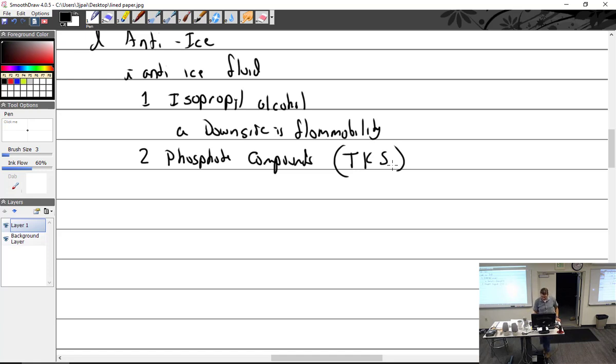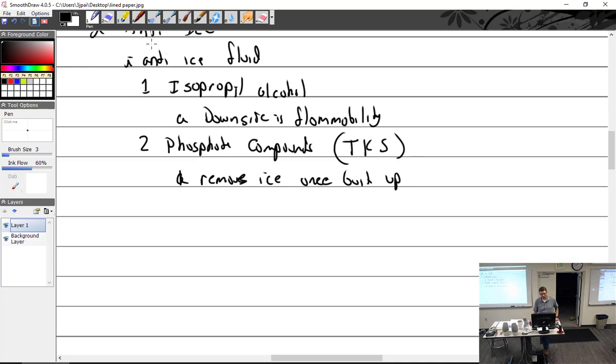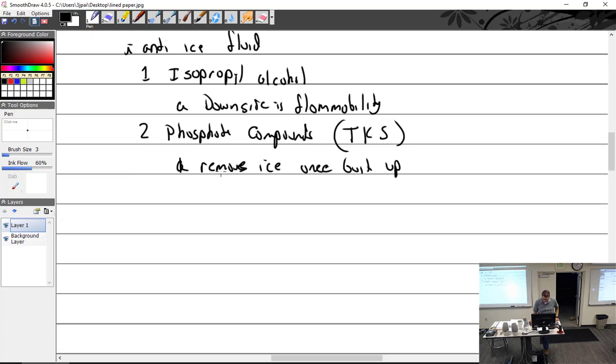Yeah. All right. So this removes ice once built up. However, I want to say that with the TKS systems, you don't wait until you encounter an icing condition to turn it on, and you use it sparingly, because it does have both of these systems that use fluid. You run out, and you don't want to run out.